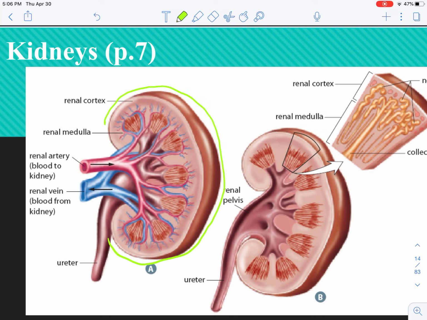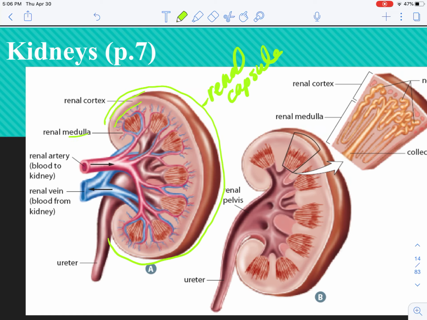And if you're thinking of the membrane around the lungs, it was called the pleural membrane, and the membrane around the intestines is called the peritoneum, and you had a pericardium around the heart. So you have a renal capsule around the kidney, and that's just a protective layer, and many organs have that.